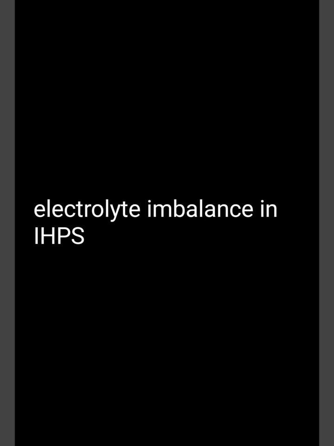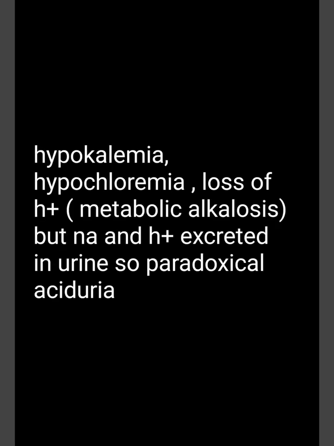Electrolyte imbalance in IHPS: hypokalemia, hypochloremia, loss of H+ causing metabolic alkalosis. But H+ is excreted in urine, so paradoxical aciduria.